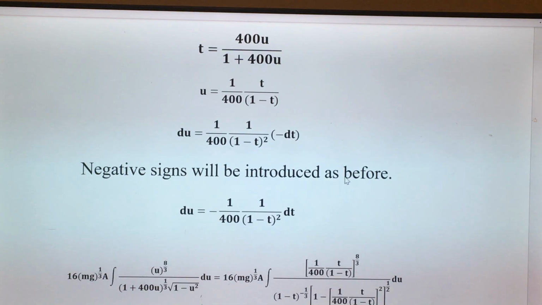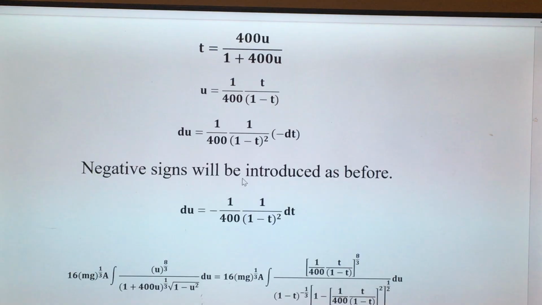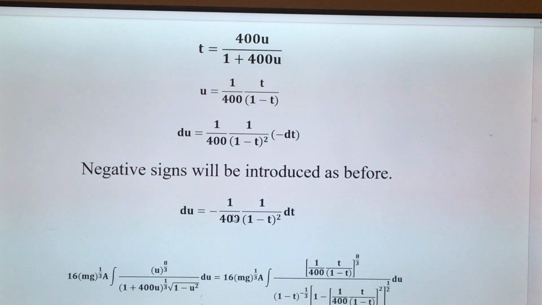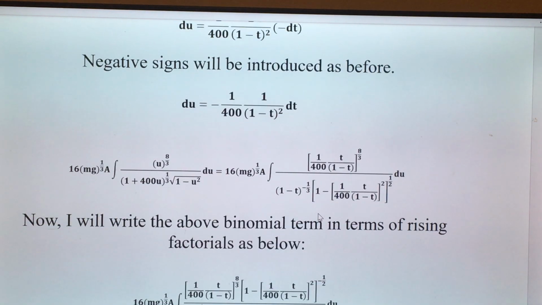Negative signs will be introduced as before. Signs are very important, guys. Without signs, no life. So du is equal to minus 1 over 400, 1 over (1 minus t) whole square dt. Now I will write the above binomial term in terms of rising factorials as below.